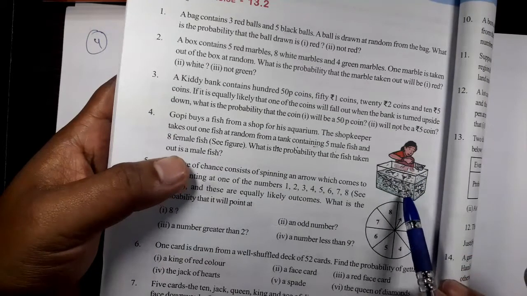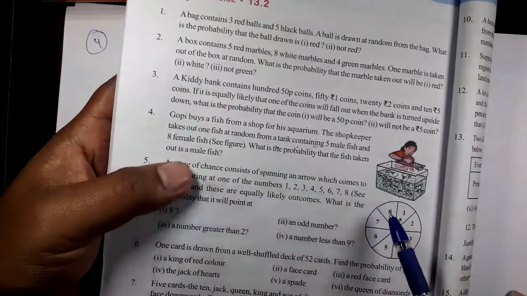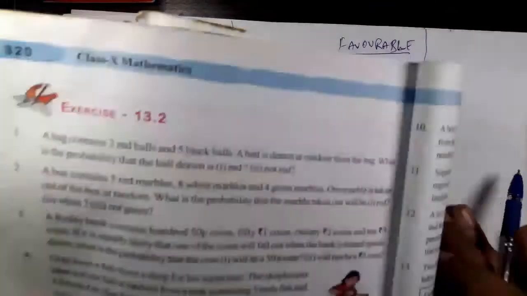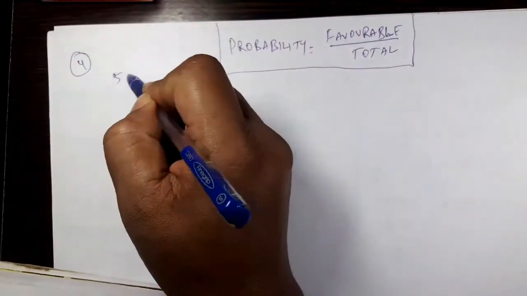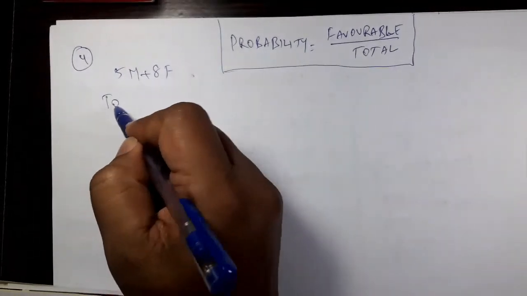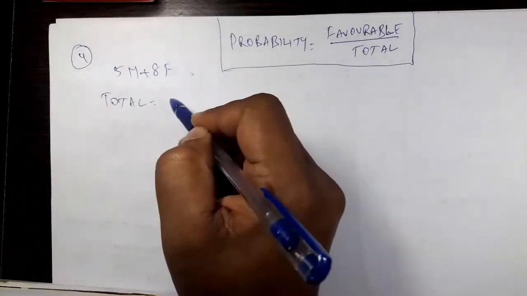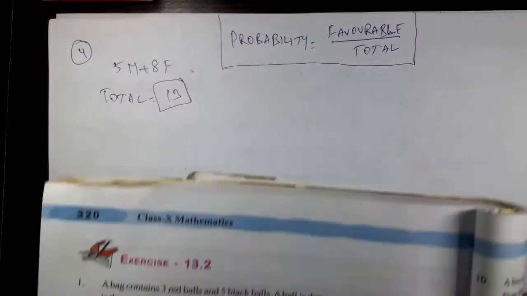Shopkeeper is taking out some fish. What is the probability that the fish taken out is a male fish? See, how many fish are there altogether? 5 male fish, 8 female fish are there. 5 male plus 8 female fish are there, right? So what is the total number of fish? Total is 13, right? 5 plus 8, 13 fish.